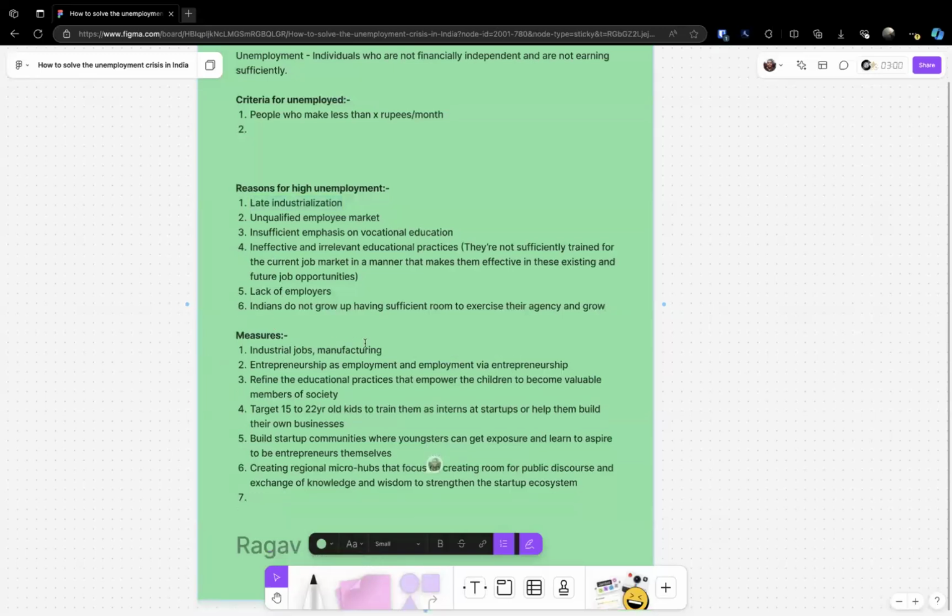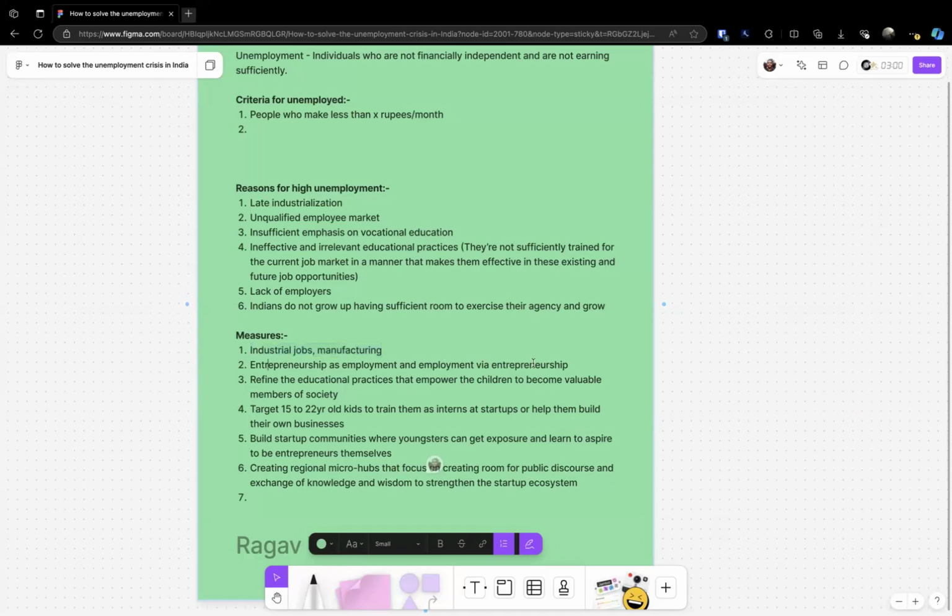And then measures, I guess. One of the things that came up was industrial jobs and manufacturing, because an emphasis on that really creates a large job market base. One of the things you can see that has changed in China is that there have been a lot of manufacturing jobs, and that is something you don't need a lot of education for. As long as you have sufficient training, you can train a large number of people to be effective at that job.